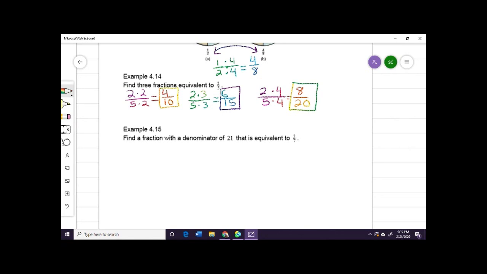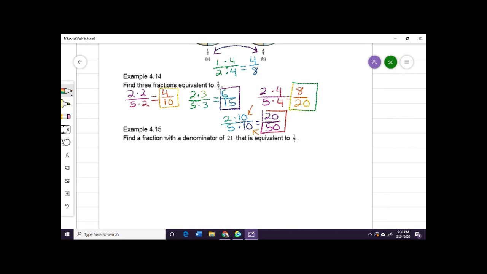And of course you could do any number, right? I just picked 2, 3, and 4 because they're easy. I could pick 10. 2/5 and multiply the top by 10, multiply the bottom by 10, and I get 20/50. And this is also an equivalent fraction. So it can be any number as long as you do the same thing to the top and the bottom.